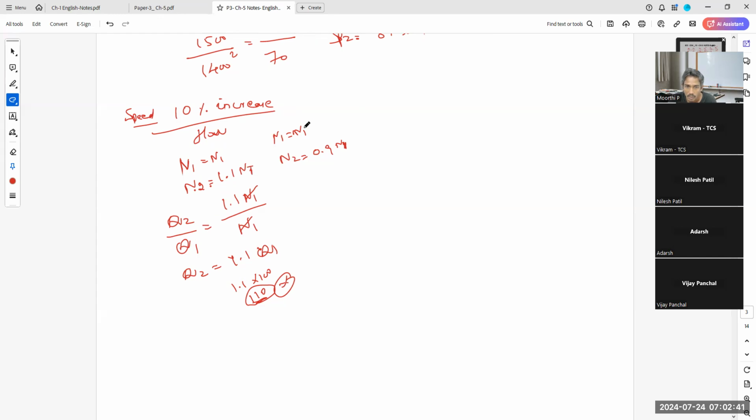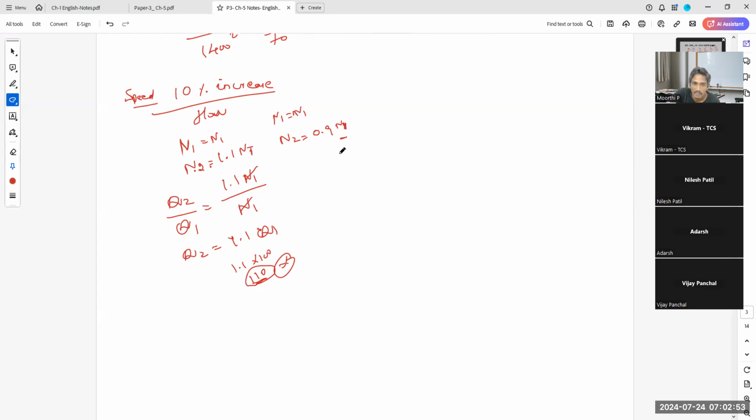N2. N1 is N1. So N2 is a 10% decrease, which means 0.9, or 90% of N1. They will not give the value, they only give the 10% increase or 10% decrease. What is the value of flow? They will ask.